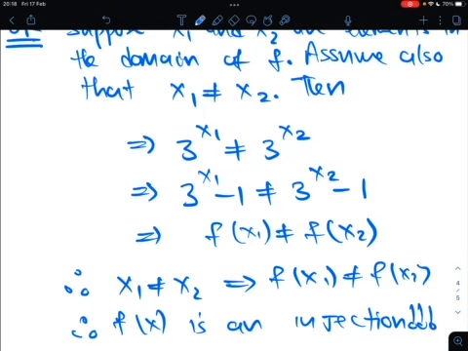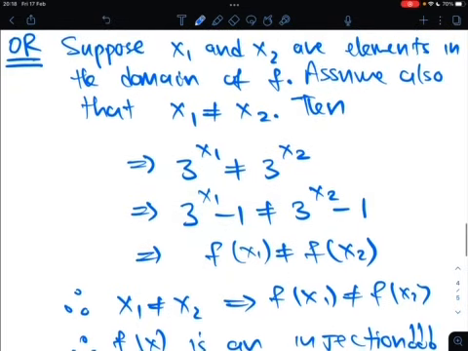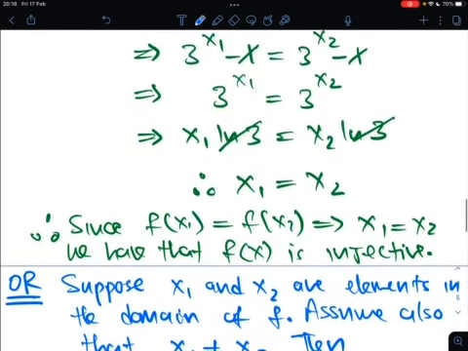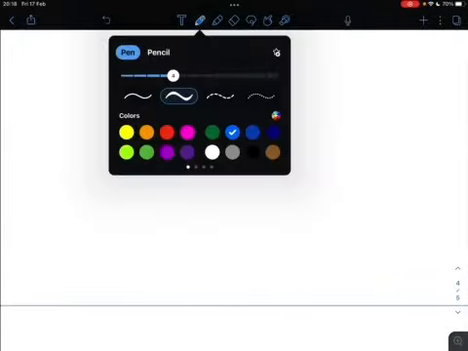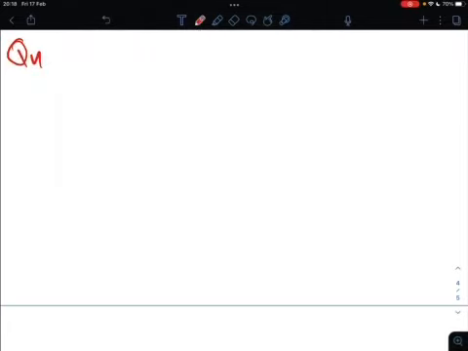You see that? So this is how we get to prove if a function is an injection or not an injection. So let's do maybe one more example again, just to make sure that we understand what's going on here. So the next question that we have is as follows.